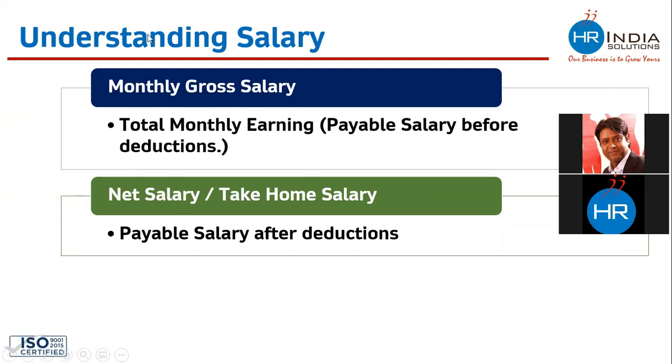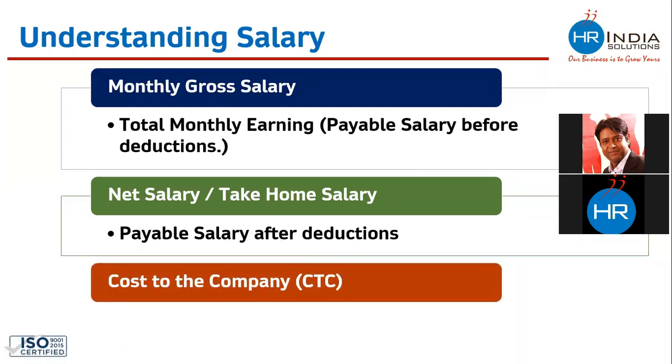Now, from this earning, if you deduct the employee's deduction parts, those deductions can be statutory, such as PF, ESI, welfare fund, or TDS. So once you deduct all these things from the monthly gross earning of the employee, you reach the net salary of the employee. So the formula for deriving the net salary is monthly gross salary minus all employee deductions, right? So this is the payable salary after all deductions from the employee's monthly gross salary.